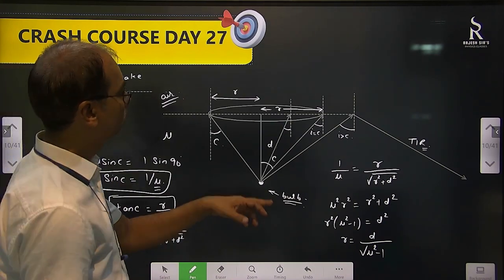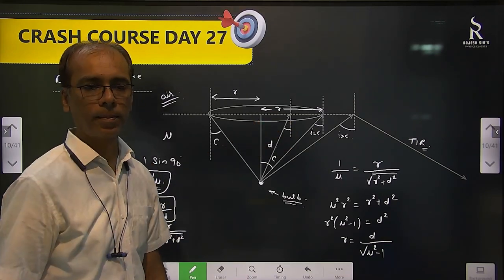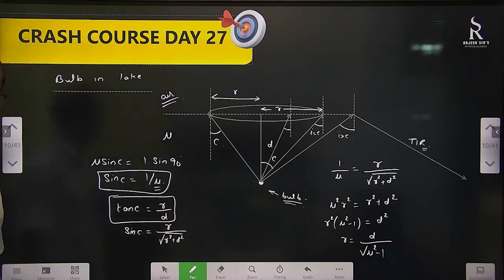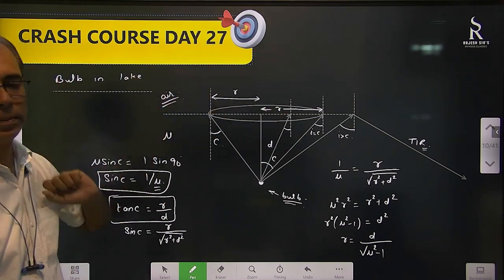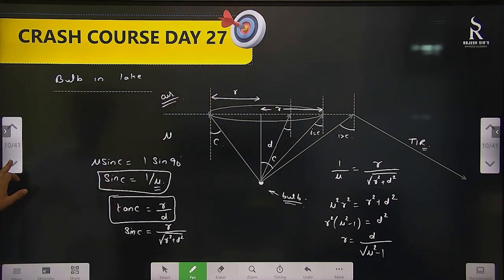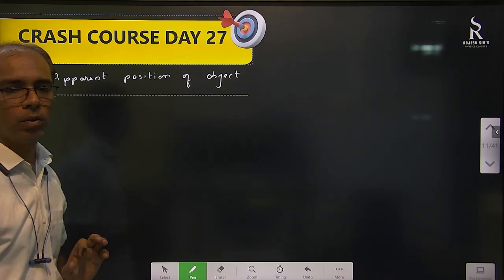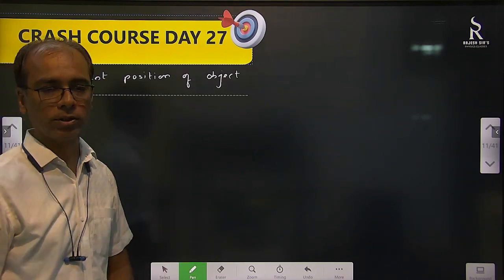So R value is this, then area is pi r square. Okay, area is pi r square. So that's all. So the light will be coming through this area. Now this is how we can use TIR relation.